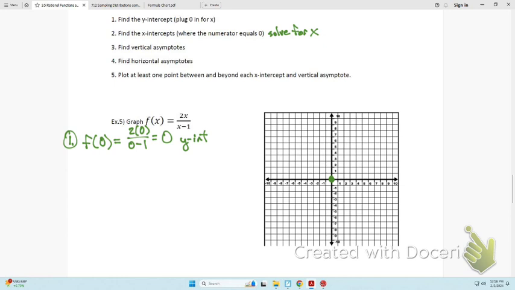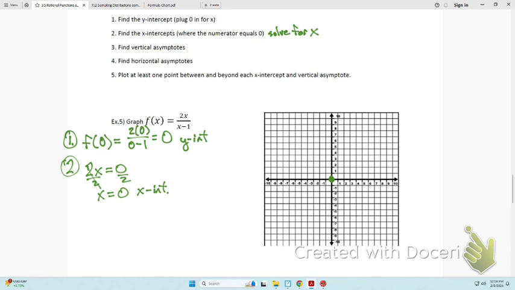For the x-intercept, where the numerator equals 0, that means I am going to solve for x after I set it equal to 0. So step number 2, I take the numerator, 2x, set it equal to 0, divide both sides by 2, and 0 divided by 2 is 0. And I already have a dot there. I don't have to make a new dot.